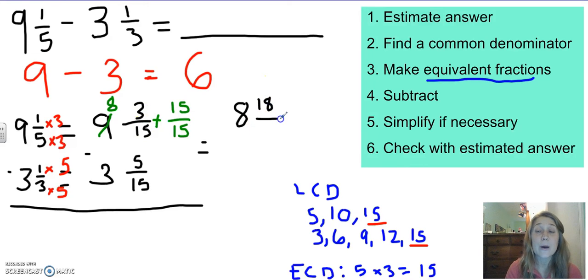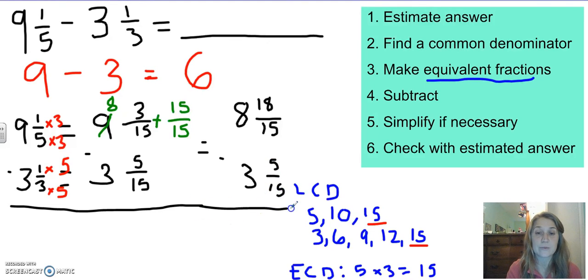I turned my completely mixed number into this kind of weird looking fraction, with part of a mixed number and part of an improper fraction. But don't worry, this is what I need in order to solve my problem. My bottom fraction remains the same, 3 and 5/15.